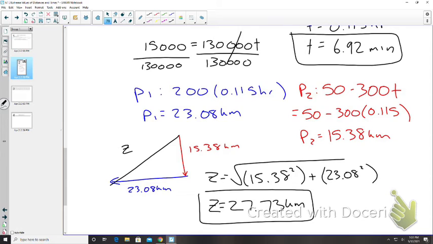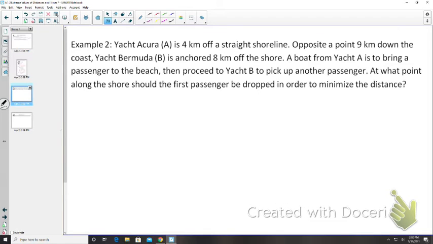All right, so for our second example for today, we have two yachts which are off of a straight shoreline. Okay, so I'm going to go ahead and draw our shoreline here. And we know that yacht A, yacht Acura, is 4 kilometers off of the straight shoreline. That's going to be my A. 4 kilometers there.